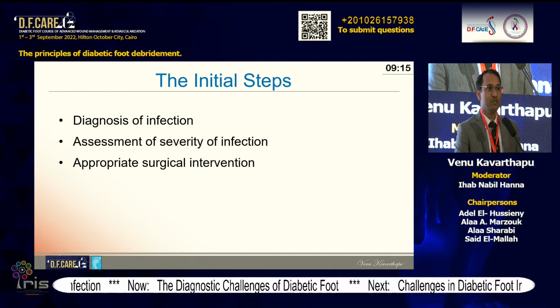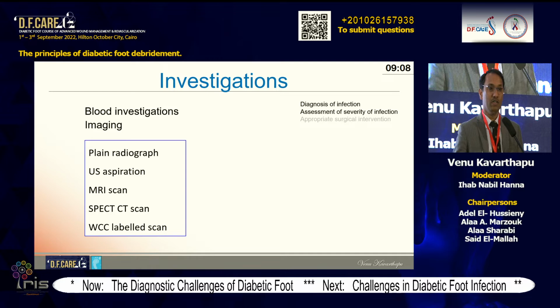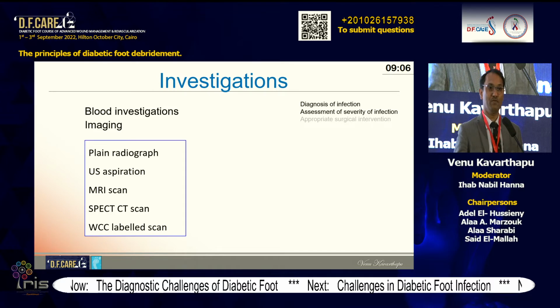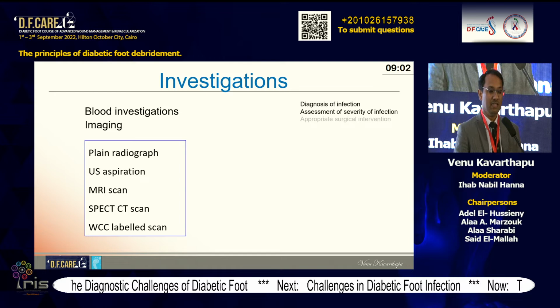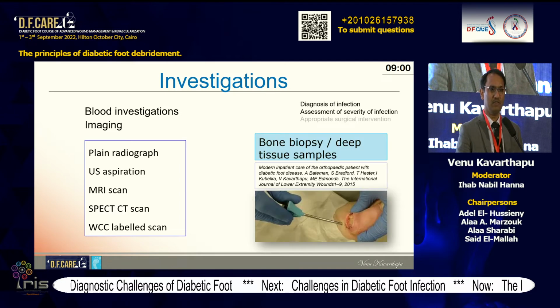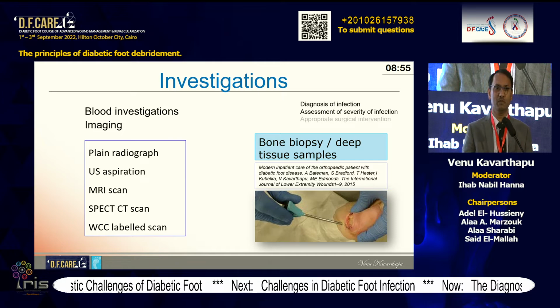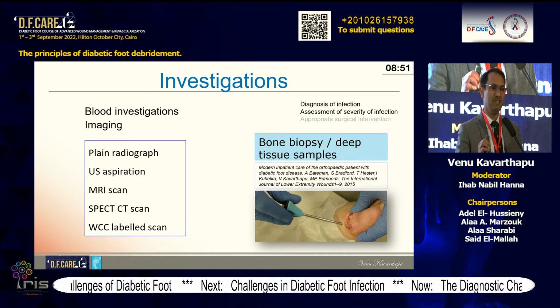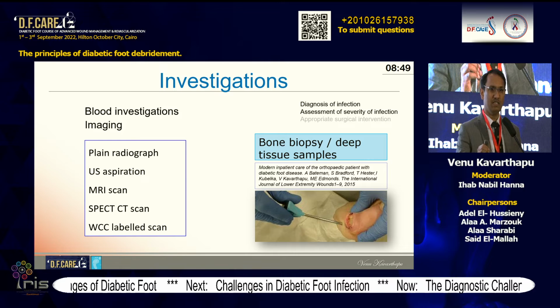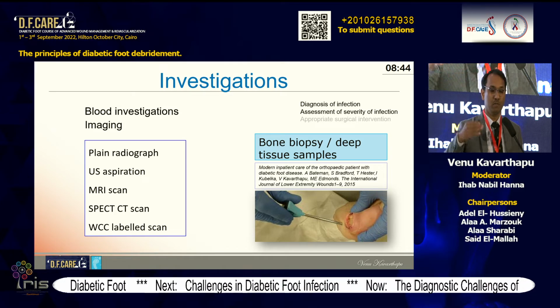Before I take you through my views on the principles of diabetic foot debridement, I would like to emphasize the need for appropriate diagnosis of infection. We had fantastic lectures earlier on the usage of MRI and vascular side. In addition, I would like to emphasize the role of bone biopsy and deep tissue specimens. This is the most important key investigation in our unit that helps us keep pushing the boundaries.